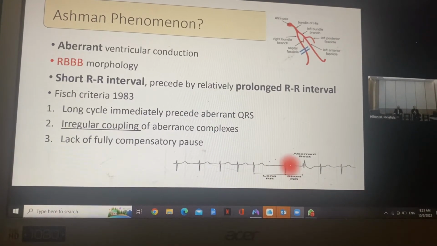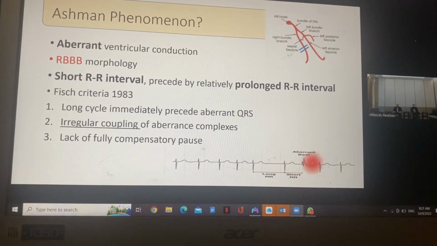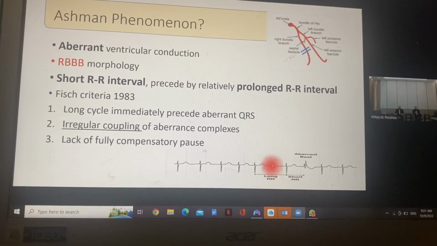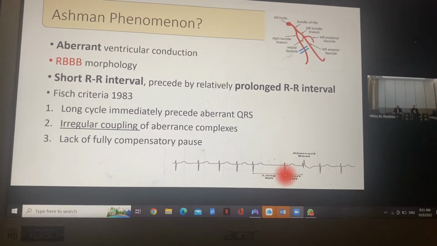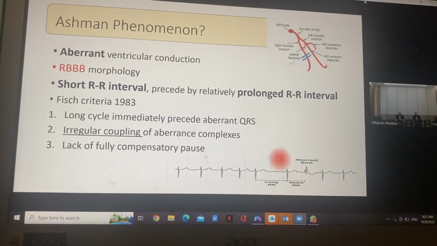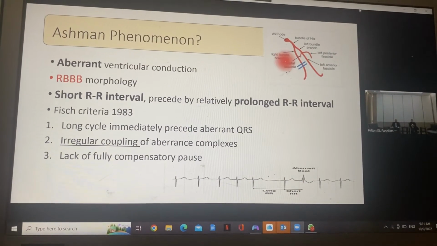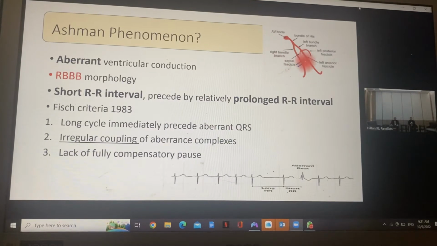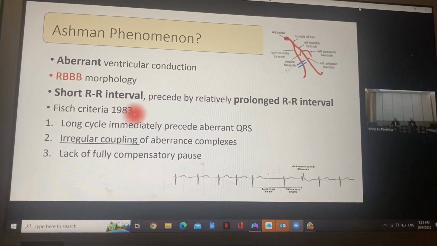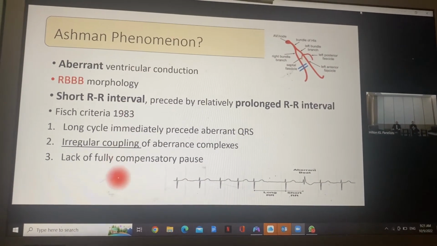But because short RR intervals are common in AF, they can have a chaotic kind of wavelength. When it becomes a short RR interval, the next conduction will go to the aberrant conduction, which means via the left bundle, and hence lead to the right bundle branch morphology, suggestive of Ashman phenomenon.